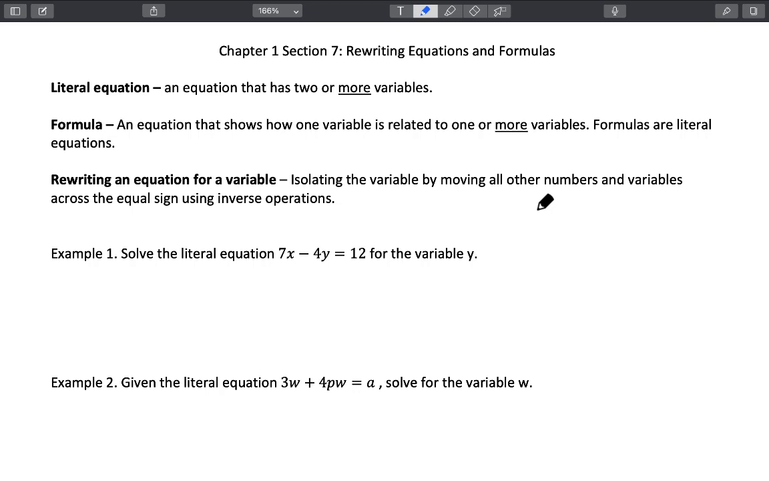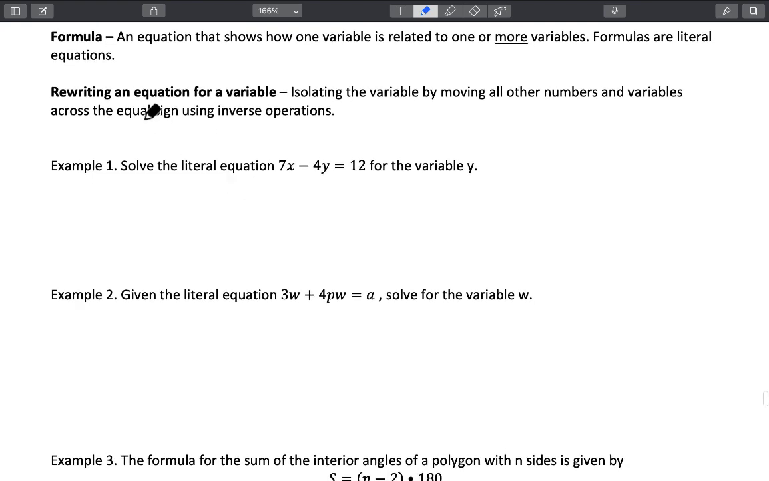Chapter 1, Section 7. This is our final section of Chapter 1. Today we're going to look at rewriting equations and formulas. So let's take a look at our key concept. The key concept here: to rewrite an equation for a variable means to isolate that variable by moving all other numbers and variables across the equal sign using inverse operations.